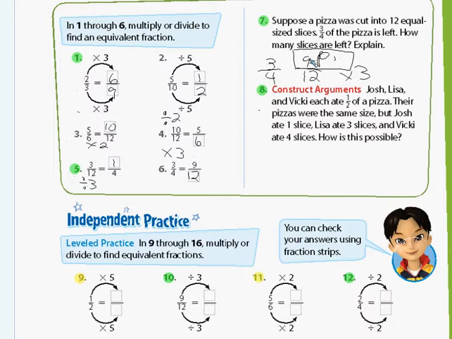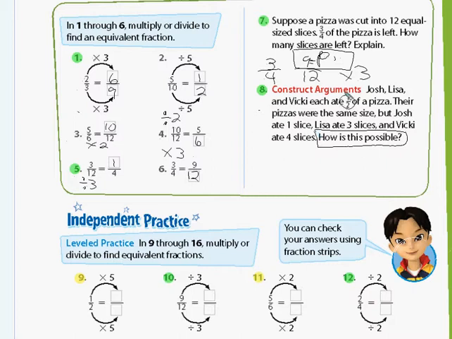Problem number 8. Okay, Josh, Lisa, and Vicky each ate half of a pizza. Their pizzas were the same size, but Josh ate 1 slice, Lisa ate 3 slices, and Vicky ate 4 slices. How is this possible? And I'll show you. I'm going to box in my question. I've got to tell how this is possible. And I'm basically going to talk through this, and I'm going to show you how I do it.